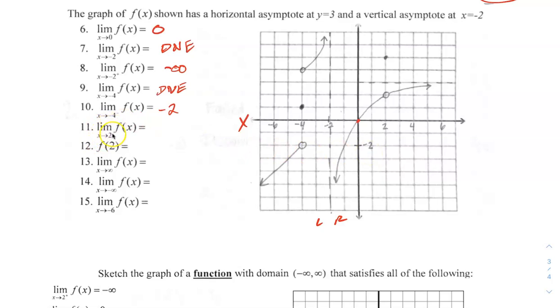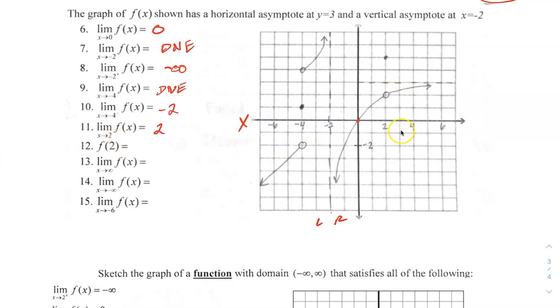Limit as x approaches 2, f of x. So here's 2. What's the limit? From the left side, it's 2. From the right side, it's 2. Remember, I don't care about this spot. That's a f of something. That's not a limit. Limit, what's it look like it's happening? Look, let's get it 2.